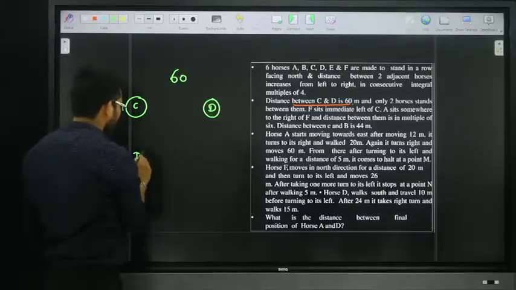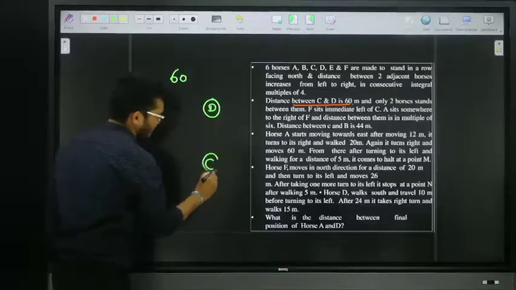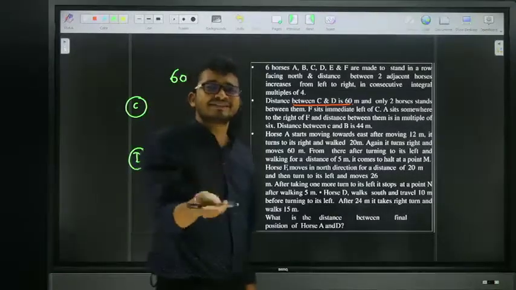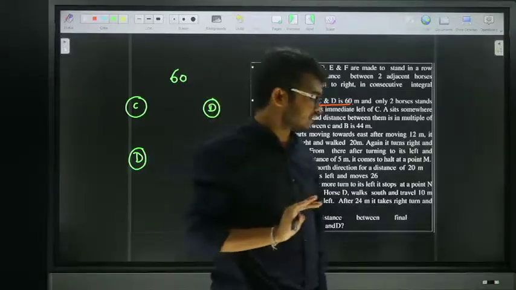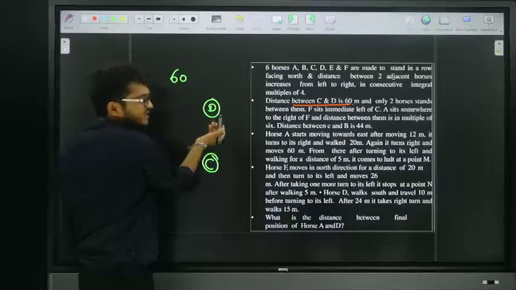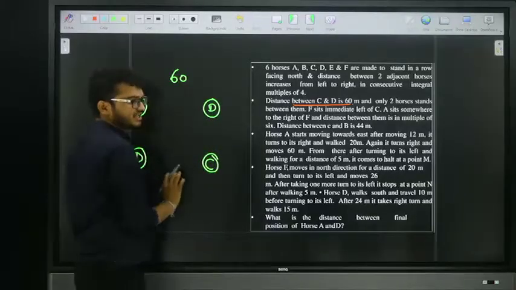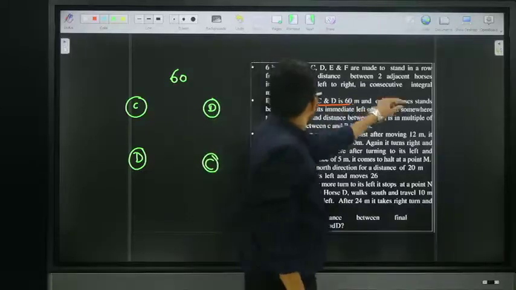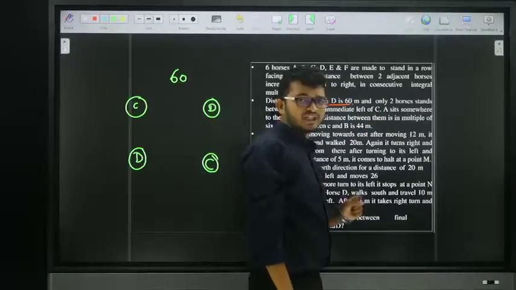Otherwise, friends, take D and C. See here, the distance between horse C and A is 60 meters. Otherwise, the distance between D and C is 60 meters. The next point is that only two horses stand between them.